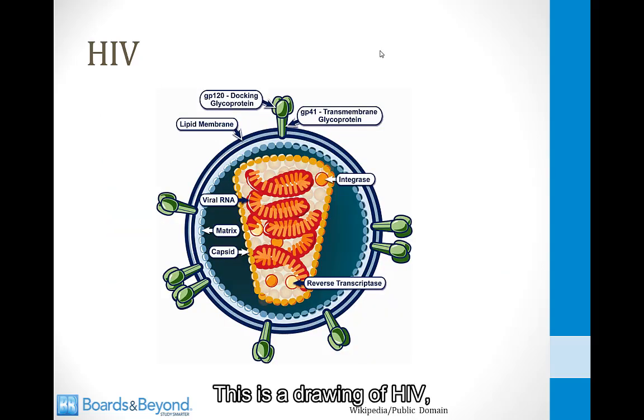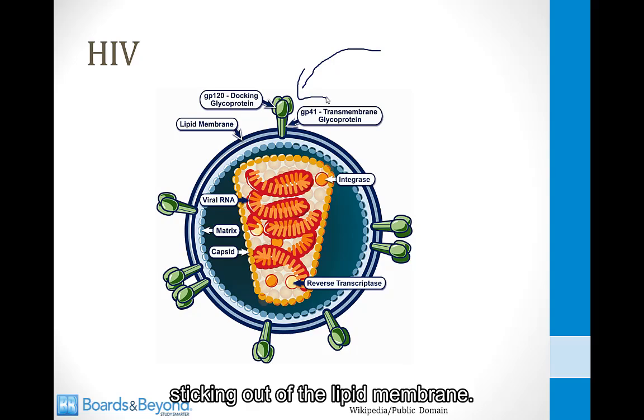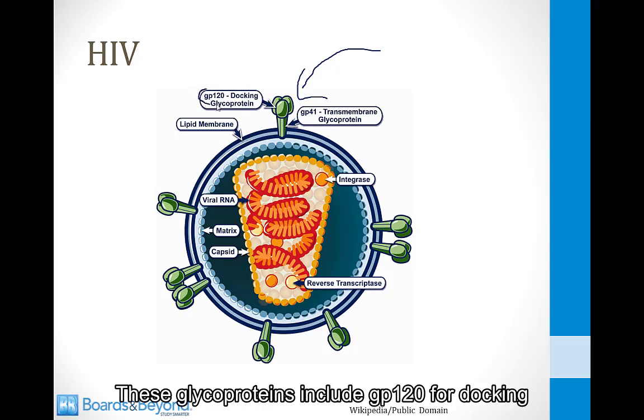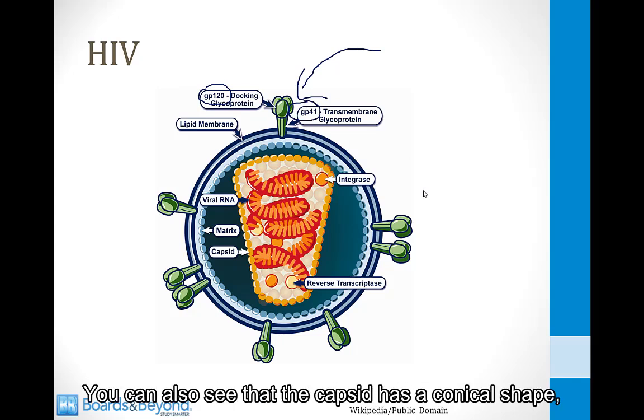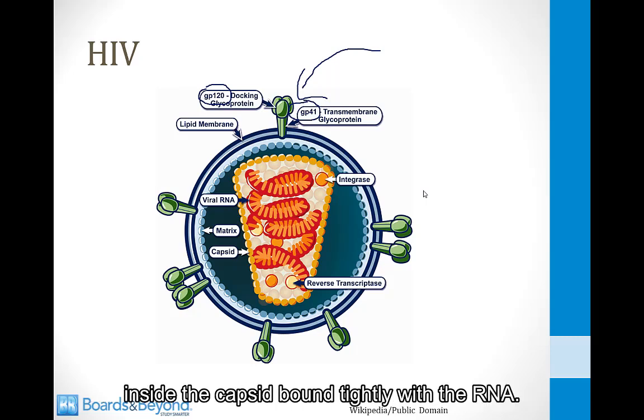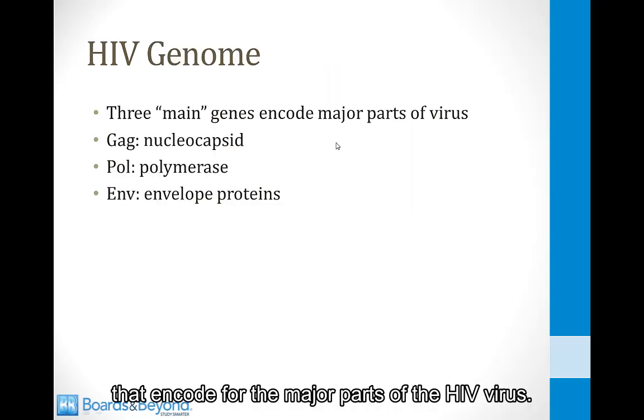This is a drawing of HIV, and you can see that there are glycoproteins sticking out of the lipid membrane. These glycoproteins include GP120 for docking and GP41 for fusion and entry. You can also see that the capsid has a conical shape and that there are enzymes inside the capsid bound tightly with the RNA.